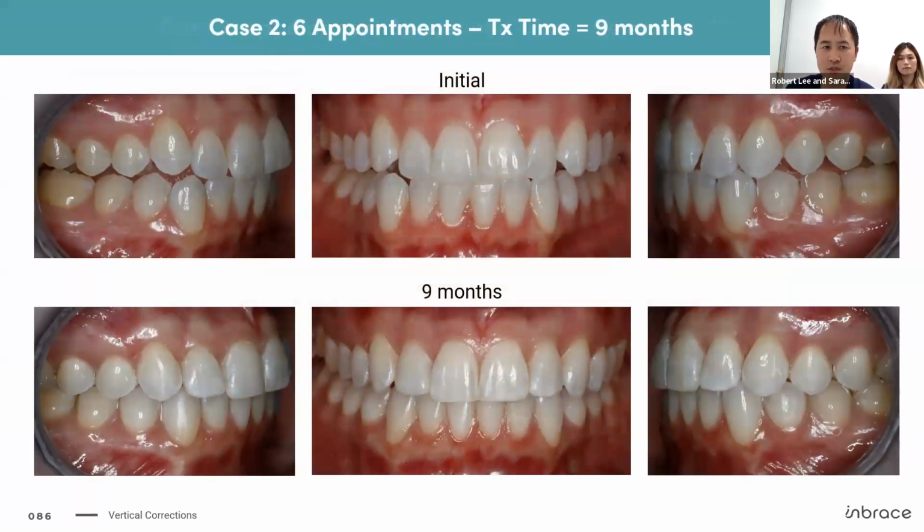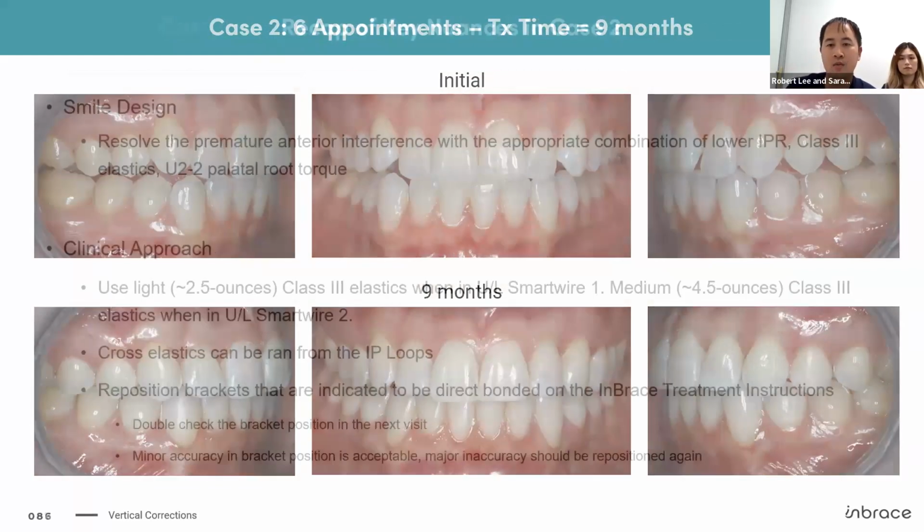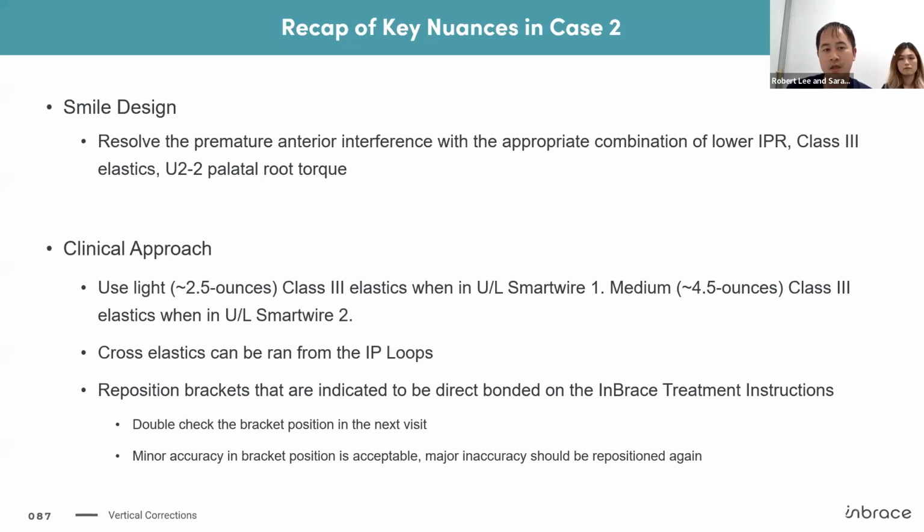So this case took 6 appointments, 9 months to finish. And again, with the posterior open bite, the most important thing is you got to resolve that premature anterior interference. It's the same whether it's traditional braces, aligners, or InBrace. And so with InBrace, we just did it with a combination of lower IPR, class 3 elastics, and in some cases, you may have to add some upper 2 to 2 palatal root torque.